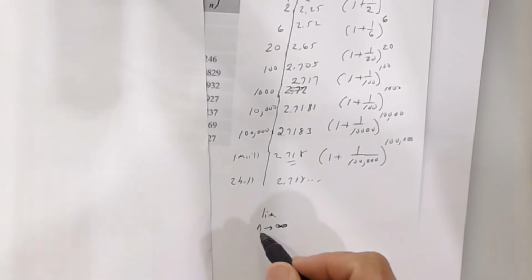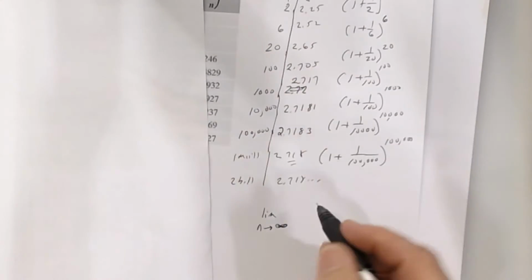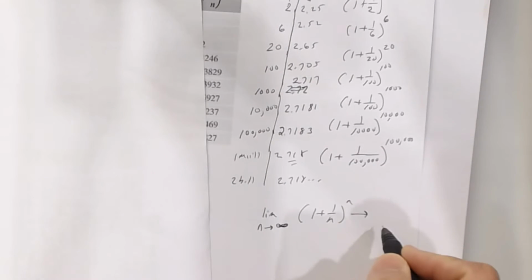So the limit as n goes to infinity, meaning as n gets bigger and bigger and bigger, this expression up here gets close to what value? E. That's what it's close to. So that's where E comes from.